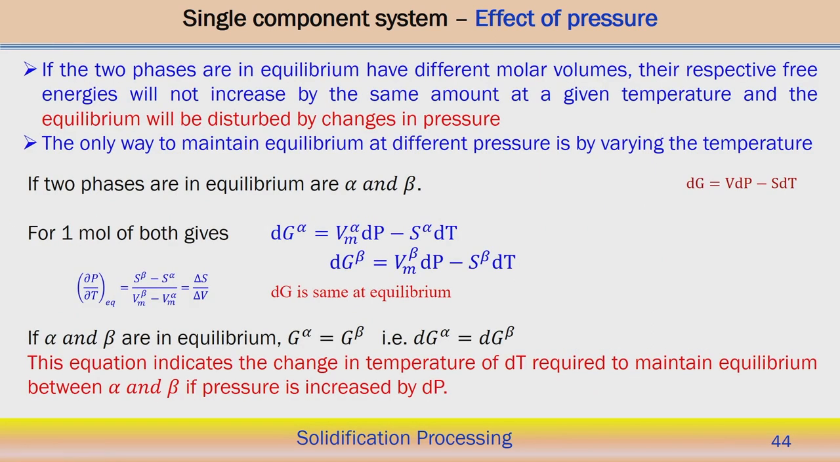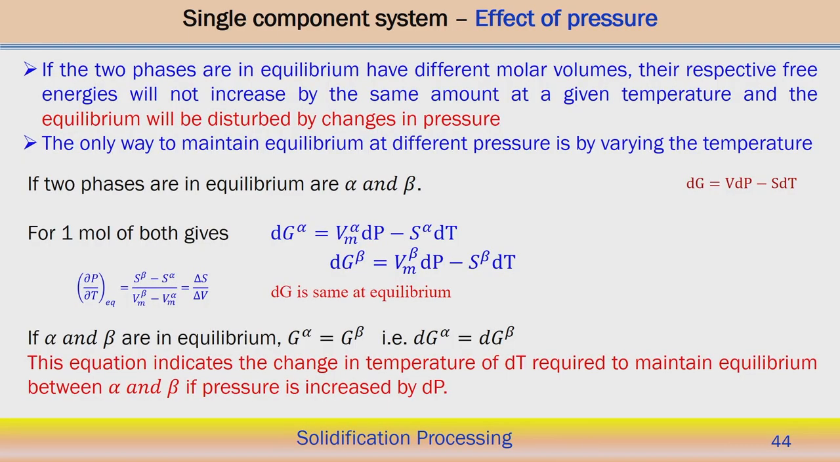Now, for example, two phases are in equilibrium and they might have two different molar volumes. Their respective free energies may not increase by the same amount at a particular temperature, and that is obvious. From this expression, if there is a difference in the molar volume, then by keeping the temperature fixed, the change of the Gibbs free energy might not be the same; it can be different for a given temperature. And of course with change in the pressure, if molar volumes are different, their equilibrium will be disturbed. I mean to say that the equilibrium temperature and the equilibrium condition will be disturbed by changing the pressure if their molar volumes are not the same.